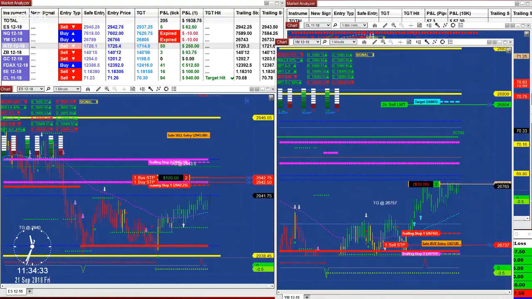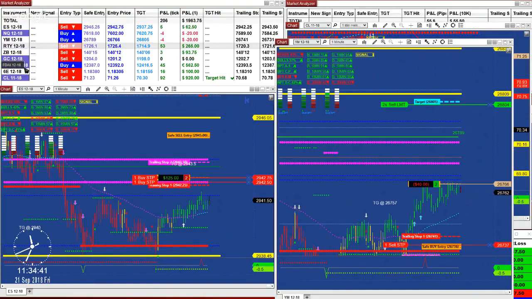Your DAX is out of date, Ben. Your DAX is out of date. We are using the DAX December 18 contract, and you are using the September one. So that's the difference.